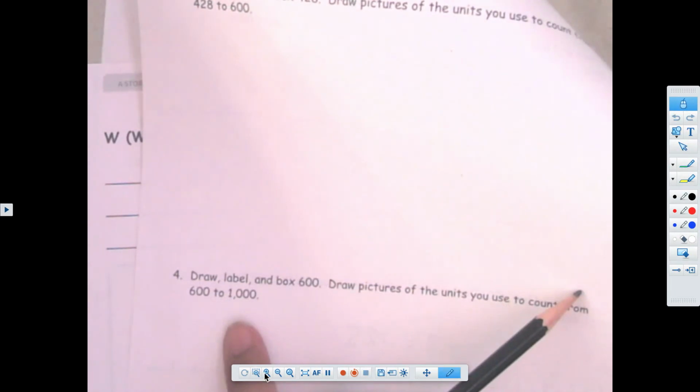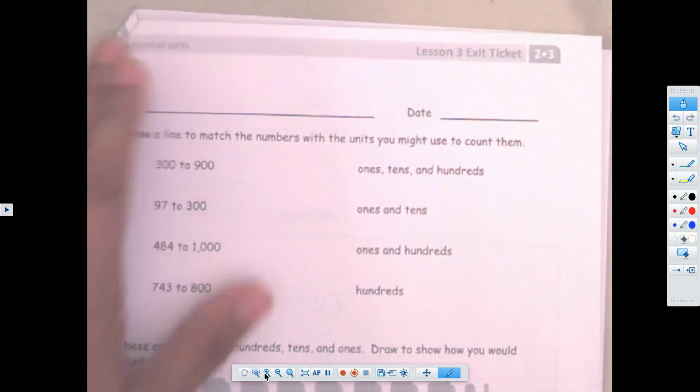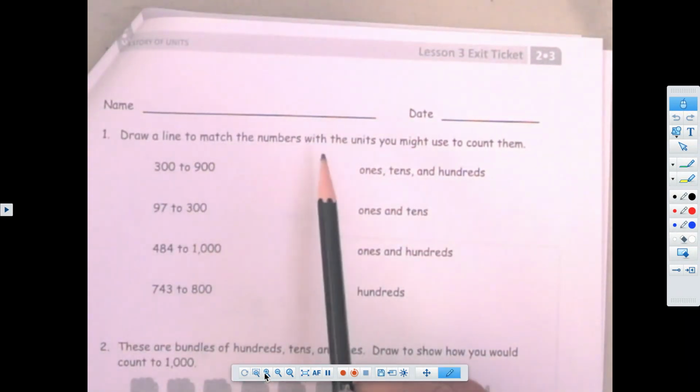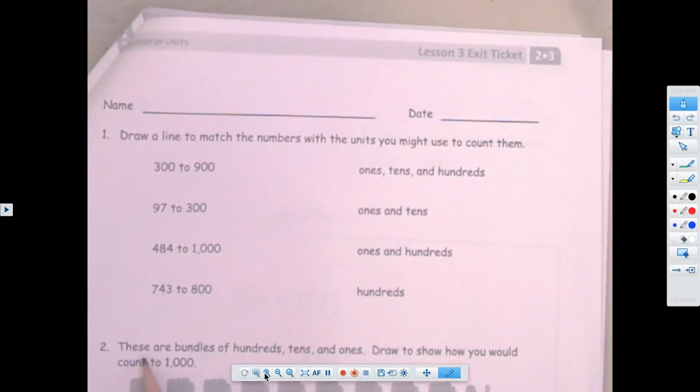Boys, are we listening? Yes? Okay, and then back here, you're going to match. Draw a line to match the numbers with the units you might use to count them. These are bundles of hundreds, tens, and ones. Draw to show how you would count to 1,000.